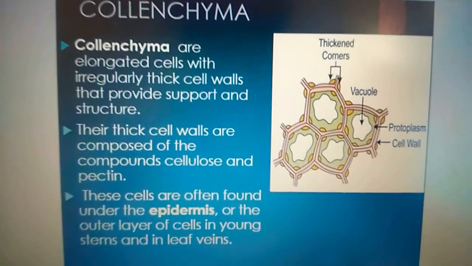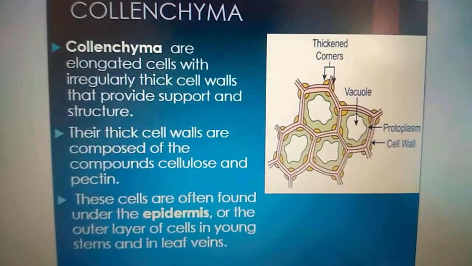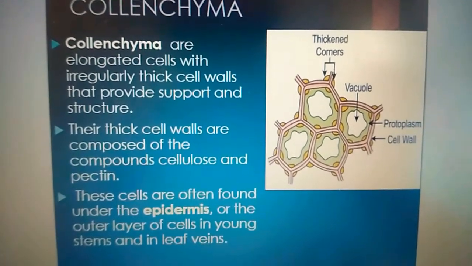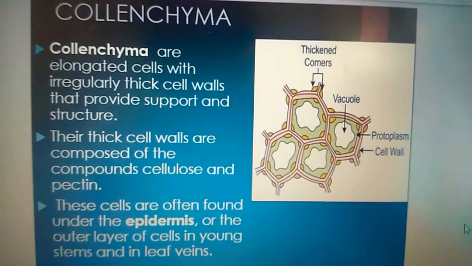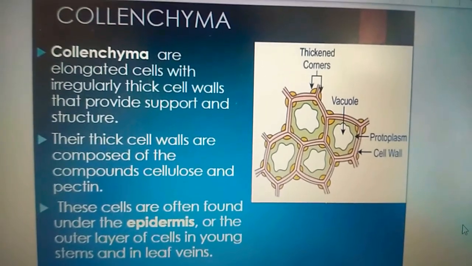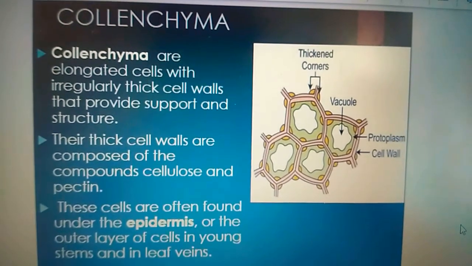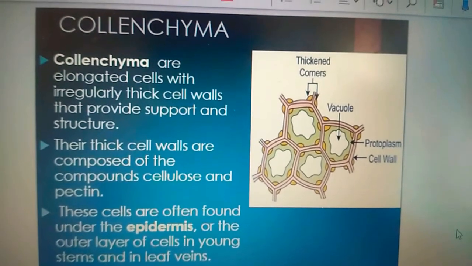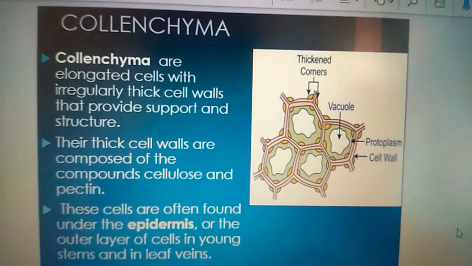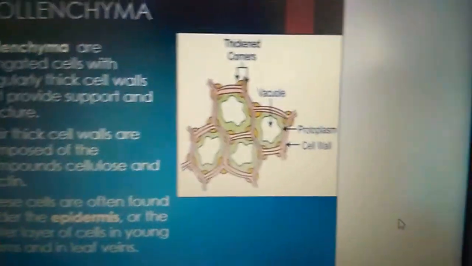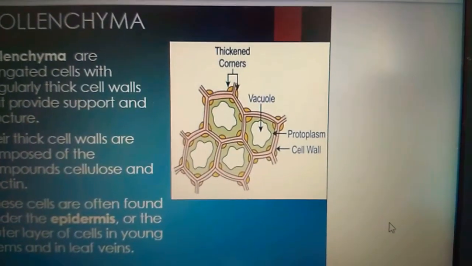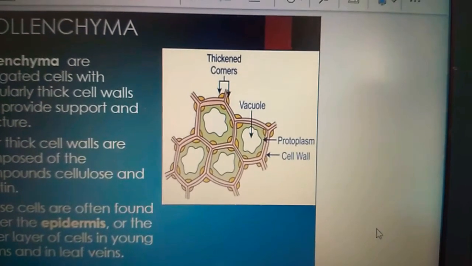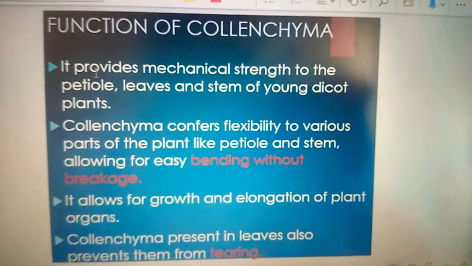Here, collenchyma has elongated cells with irregularly thick cell walls that provide support and structure. Their thick cell walls are composed of the compounds cellulose and pectin. These cells are often found under the epidermis, or the young outer layer of cells, in young stems and in leaf veins. Here you can see the picture of collenchyma. Here you can see the thickened corners, vacuole, protoplasm and cell wall. Remember to note with the slides I am showing, okay?